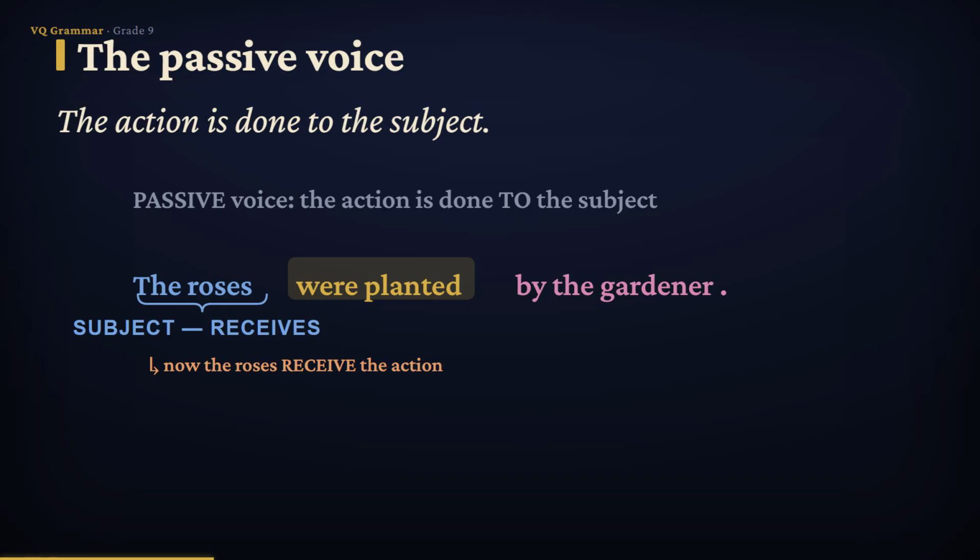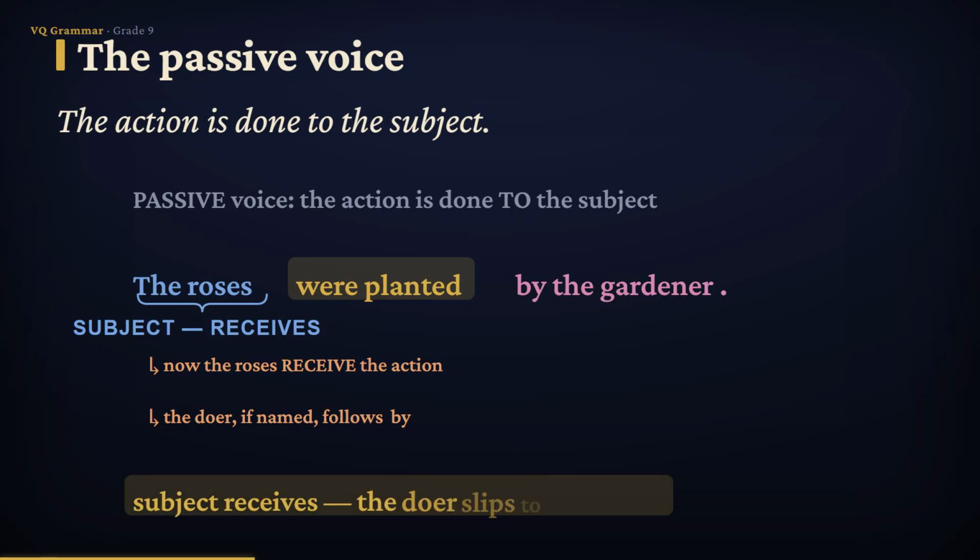The planting is happening to them. The gardener is still who did it, but the doer got moved to the back, tucked behind that little word, by. That by is your clue. In a passive sentence, if the doer is named at all, it usually follows by. And sometimes the doer is dropped entirely. You can just say, the roses were planted, and never say who did it. Either way, here's the headline. The subject now receives the action, and the doer has slipped to the back.